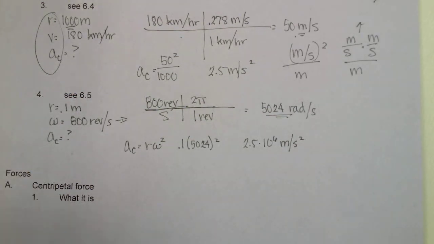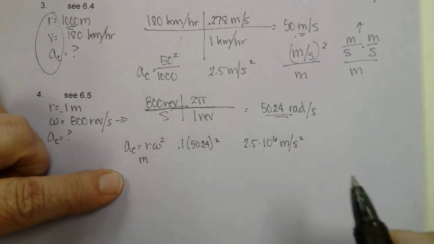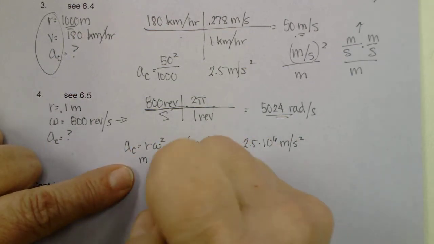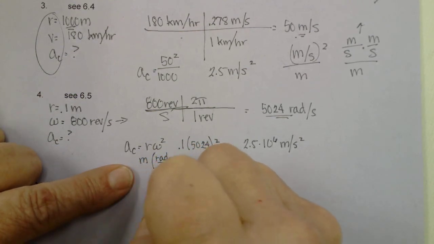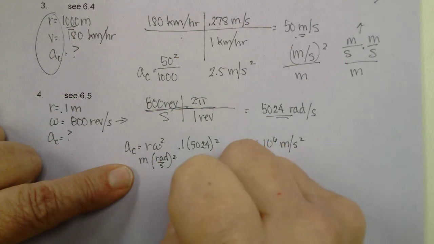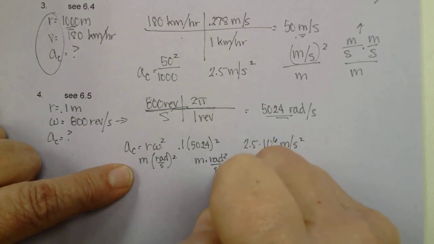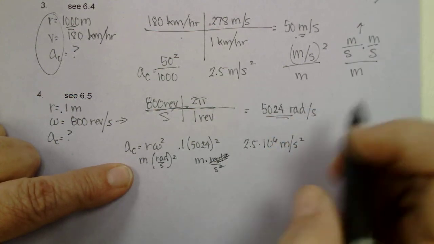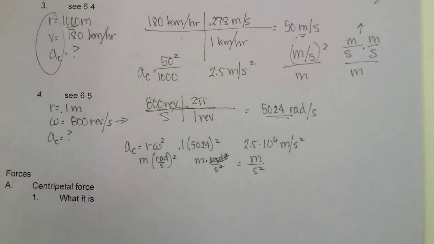Again, let's talk about the units here. So I have meters here, and I have radians per second squared. So what I really have is meters times radians squared all over seconds squared. Oh wait, radians is not a unit, so I'm left with meters per second squared. That's how that's allowed to be the case.